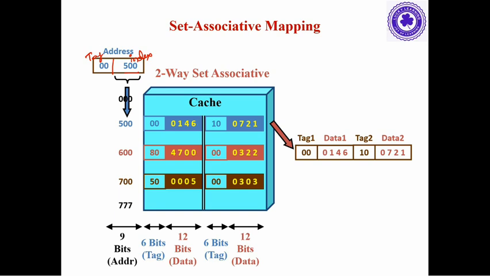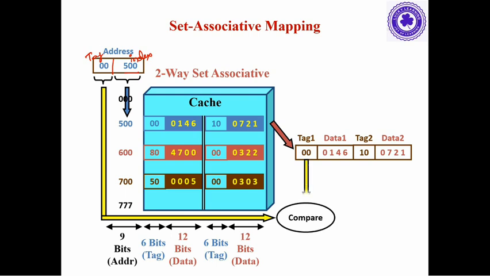Among the two words, which word is required by the CPU? That is to be verified by comparing with the tag. The tag sent by the CPU is compared with tag 1 and also with tag 2. There is a possibility of a match or no match. If there is a match, we call it a hit. If there is no match, we call it a miss. If a hit occurs, it reads out this memory word from the cache. The point is, because at each word in the cache we are storing more than one word of the memory, ultimately the hit ratio is going to be increased.